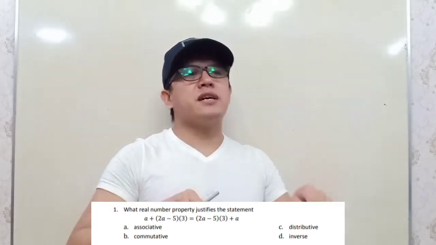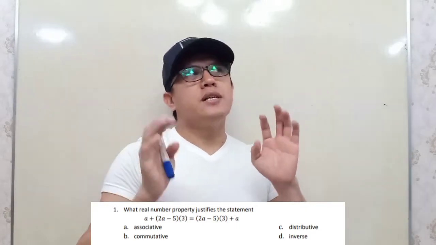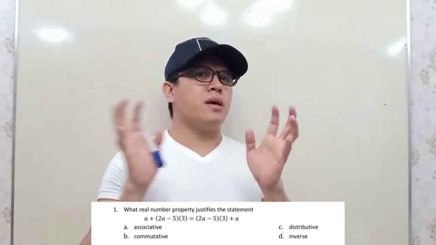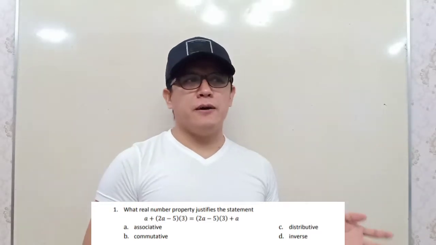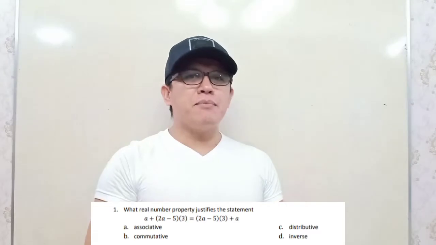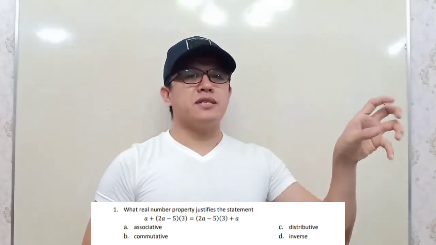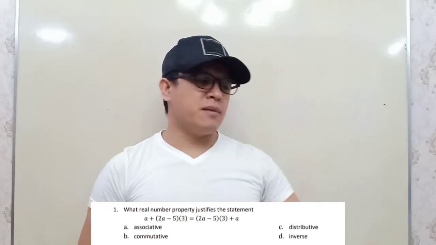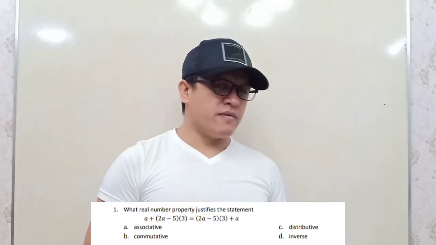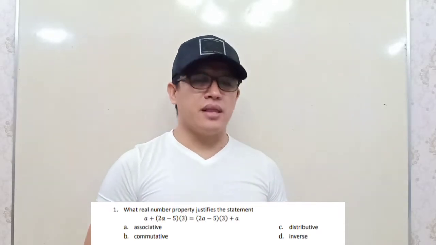Associative is like you just have to change the grouping of the quantities. That's associative. Distributive, it's like in a quantity there is something outside, and this outside quantity will be multiplied to all terms inside the parentheses. That's distributive. Inverse, that is like 0 and 1. Anyway, so number 1 question, the answer is commutative.